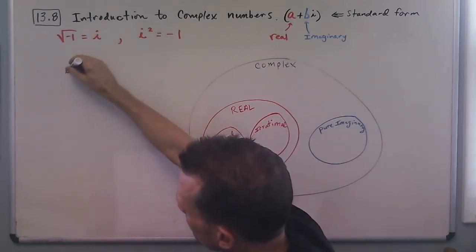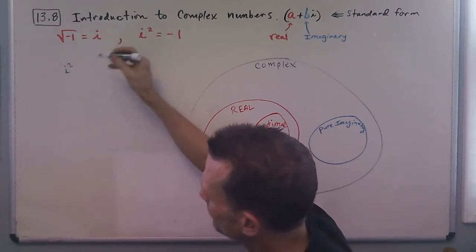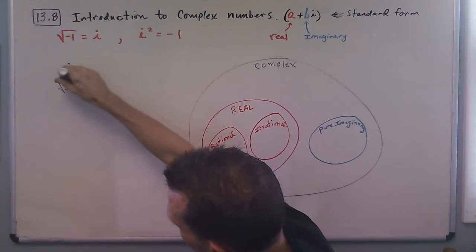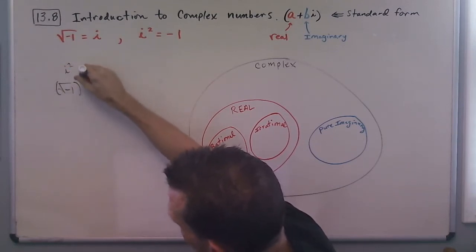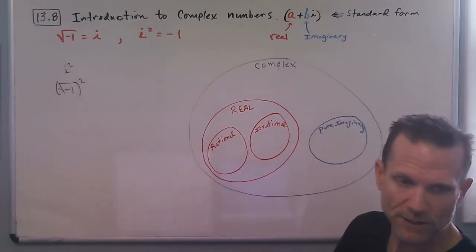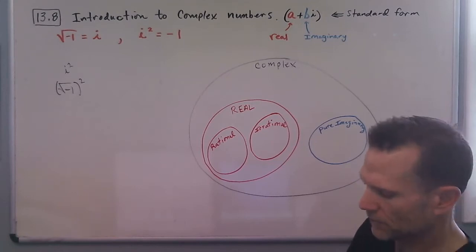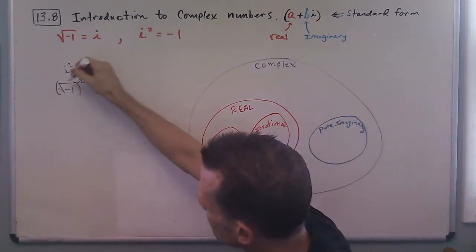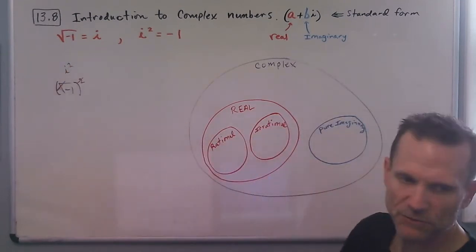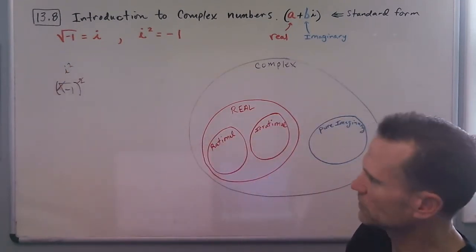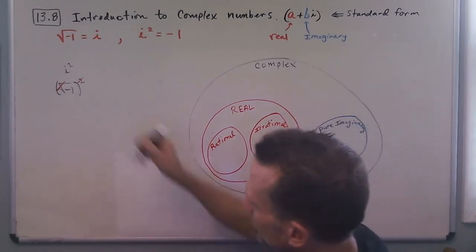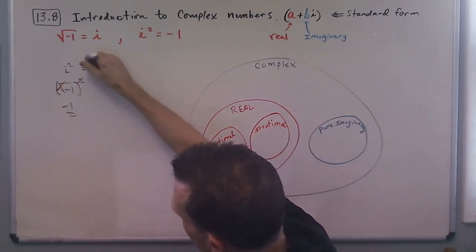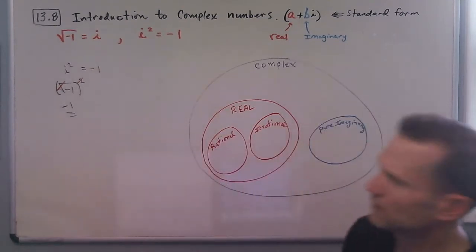what happens if we take i squared here? Well, we can take -1 and substitute it in for i, and then we might remember from a previous lesson that the square cancels out the square root, and then we see that our answer here is -1. Okay, and there's where we get that i squared is equal to -1.